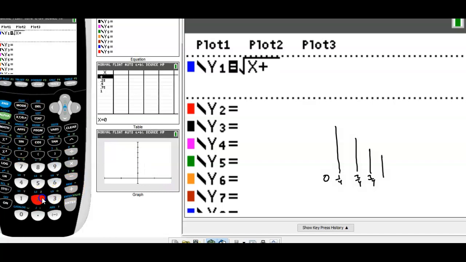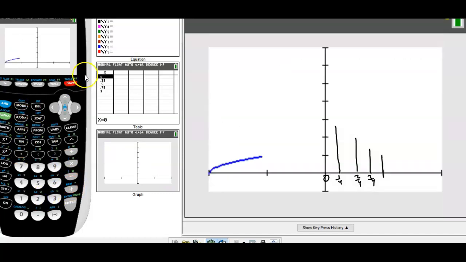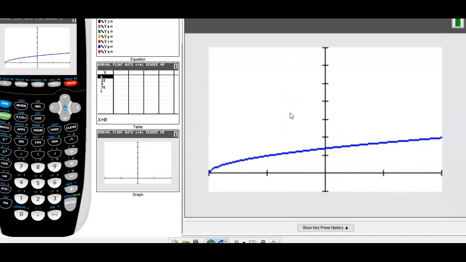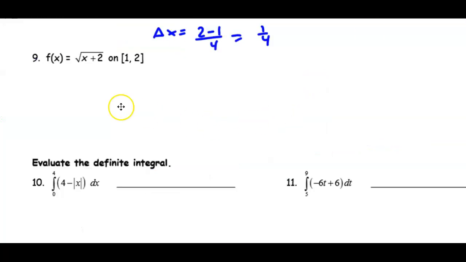S plus 2. Hit graph. Alright, so we got 1/4 from 1 to 2. So 1/4 to 1 to 2. So we have, let me do a quick sketch. 1, because we want 1 and 2. So if this is 1, then this is 1 and 1/4.